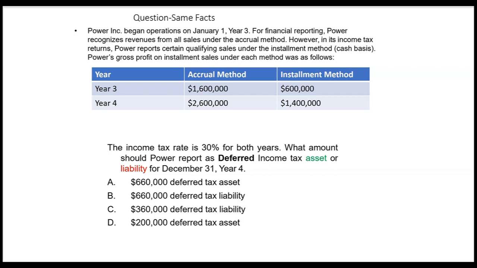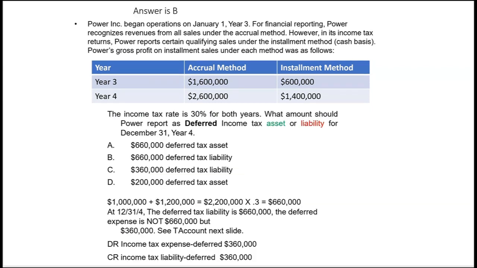So add those two amounts together to determine what's still owed in taxes. We got $1 million from year 3 and $1.2 million from year 4. So $2.2 million is still outstanding, waiting to be collected, and when we get it, we're going to pay 30% tax on it. So right now it's owed. So we have deferred tax liability for $660,000. And that's letter B. We have a $660,000 deferred tax liability.